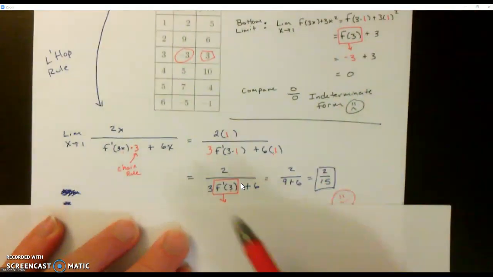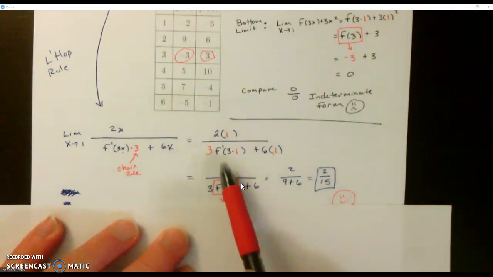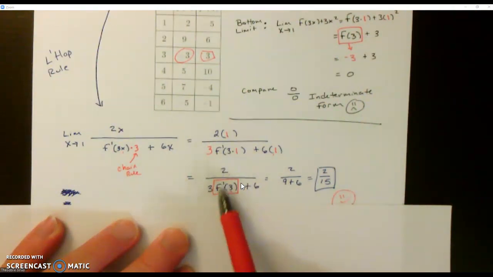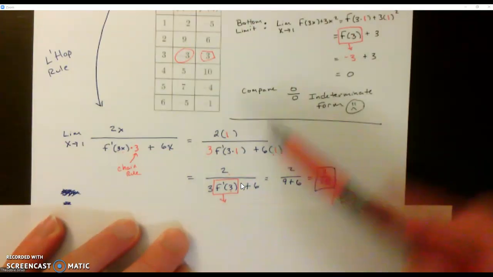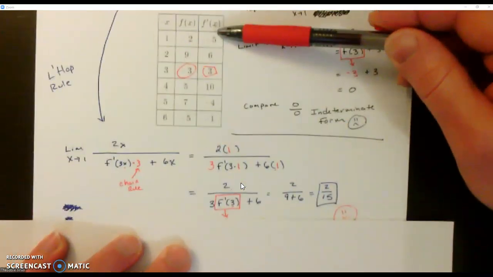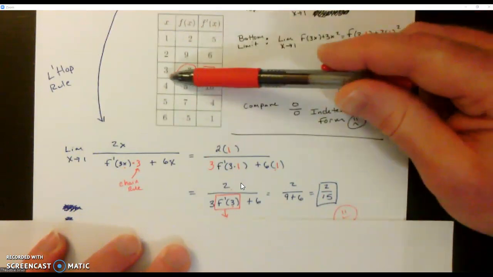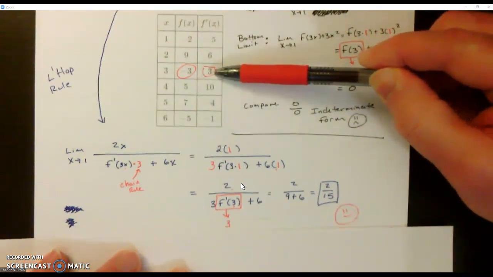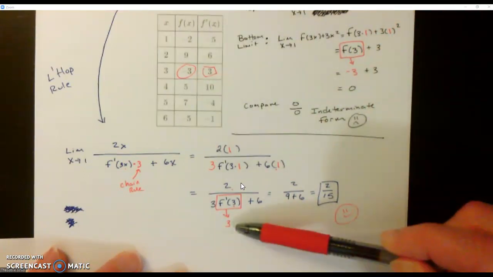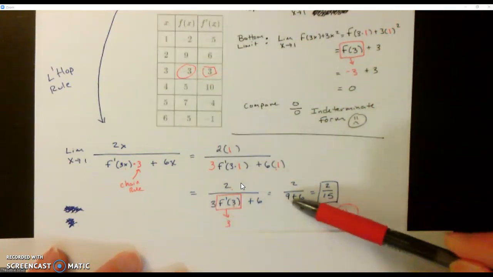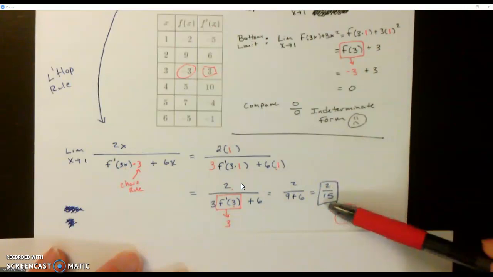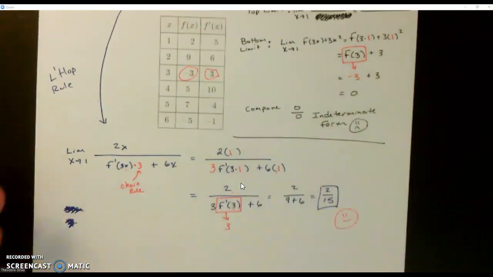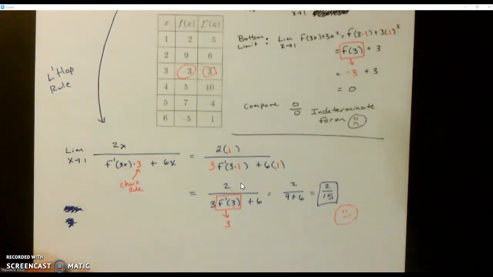So now, we'll simplify. We get 2 up top. We get f prime of 3 plus 6. Well, f prime of 3, we can find that in our table. Look, f prime of 3 is positive 3. That's the slope at 3 of the tangent line. 3 times 3 is 9. 9 plus 6 gives me 2 over 15. And that is a solution that we are happy with.